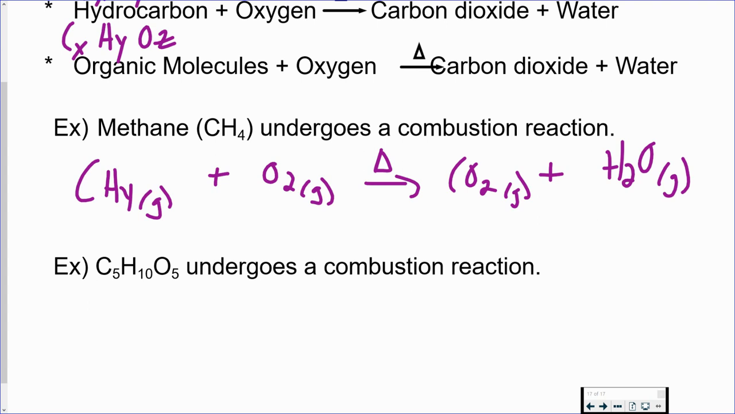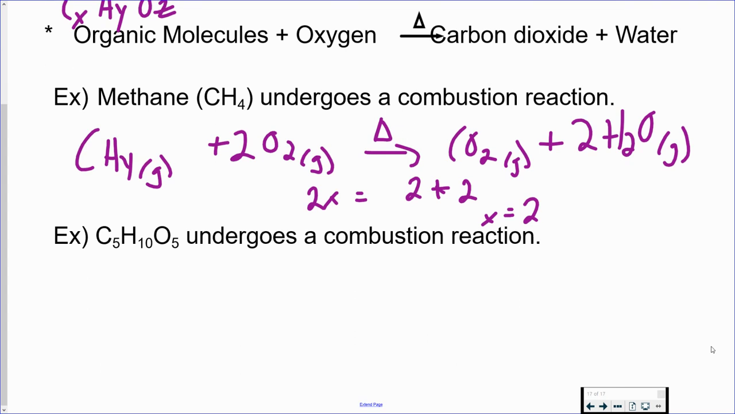So when we balance this, I'm going to start with methane, and I'm going to say, hey, that has 4 H's, so I need a 2 here, 1 C, 1 C. I seem to be balanced. Then it becomes 2x equals 2 plus 2, so x must be equal to 2. That's a foolproof way of determining your coefficient on the oxygen. Let's try the next one.